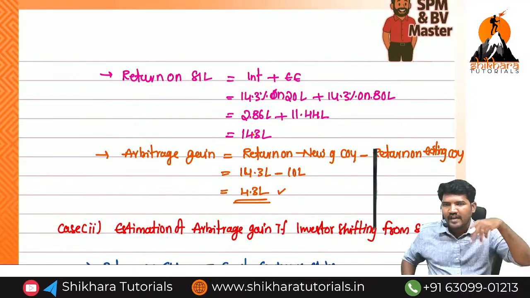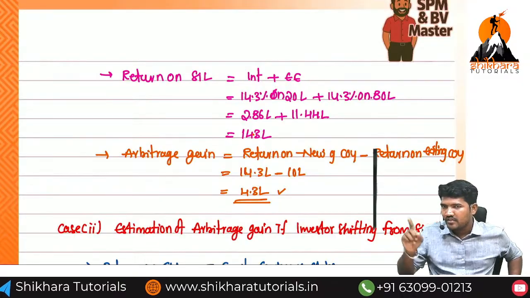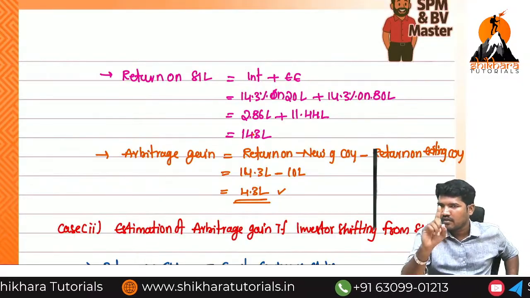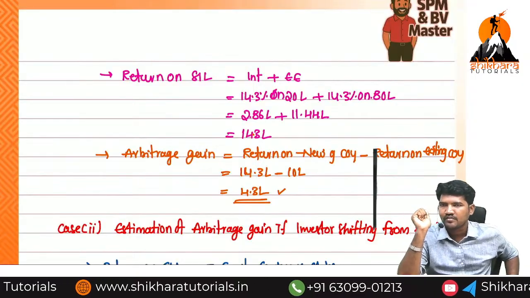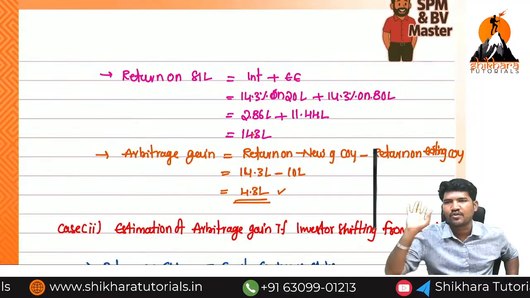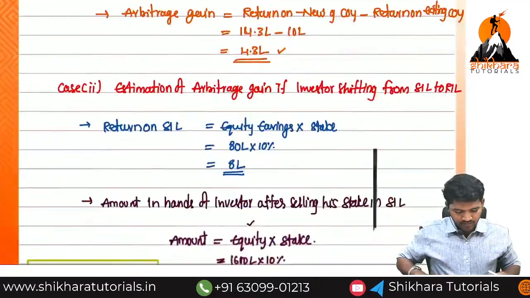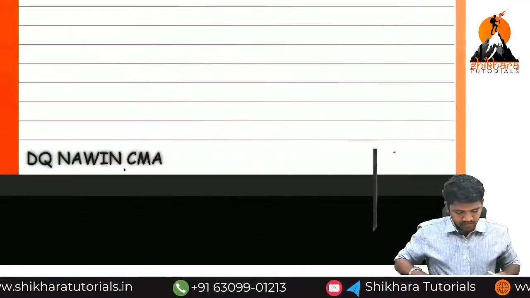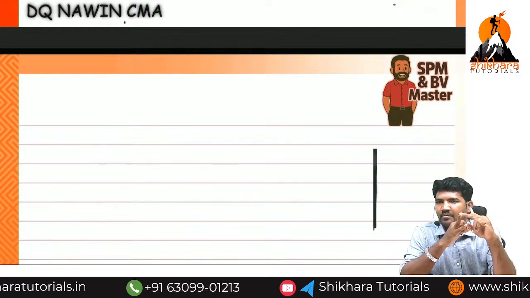For the process of calculating, you have to follow two assumptions based on the shifting. If unlevered to levered, one type of assumption; levered to unlevered, another type of assumption. Are you clear, sir? Only one problem is there, sir. They can frame a new problem based on this concept. Are you clear? That's it, guys. So up to here, cost of capital is completed, capital structure is completed.